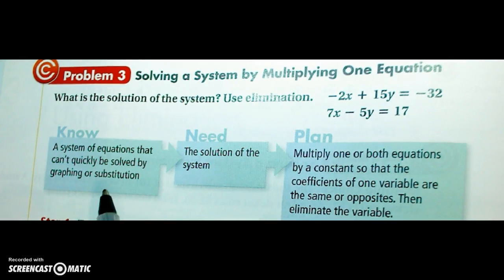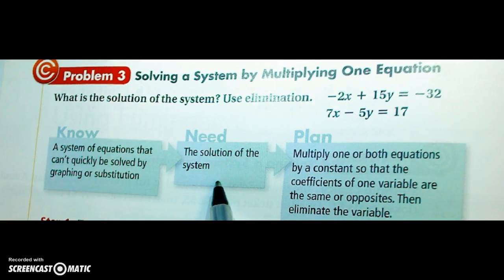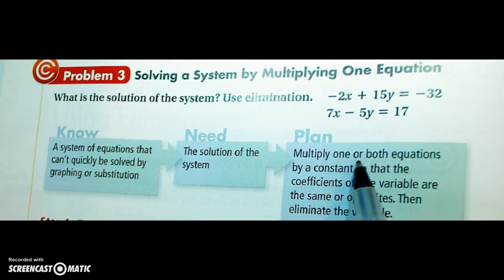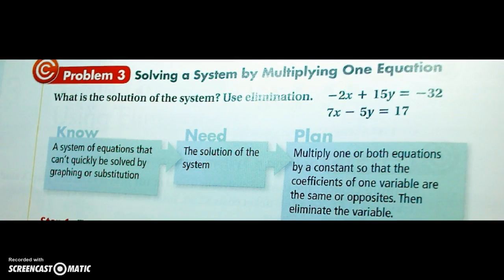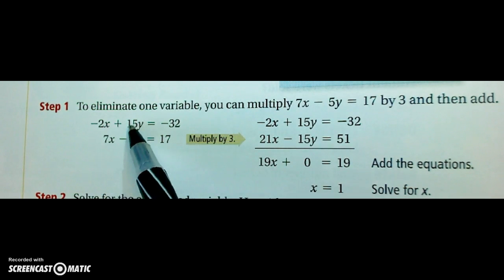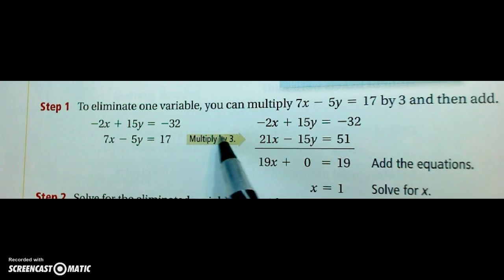So we need to know the system of equations that can't quickly be solved by graphing. We need the solution of the system, and our plan is to multiply one or both of the equations by a constant so that the coefficients of one variable are the same or opposites, then eliminate the variable. Okay, so we noticed that this one is pretty close. We just need to multiply by 3. So we're only going to multiply this equation by 3.